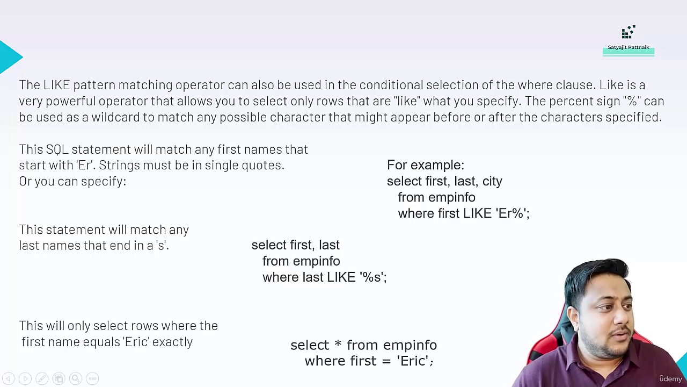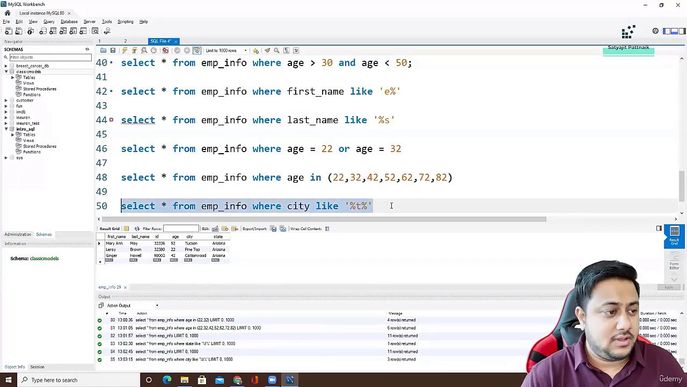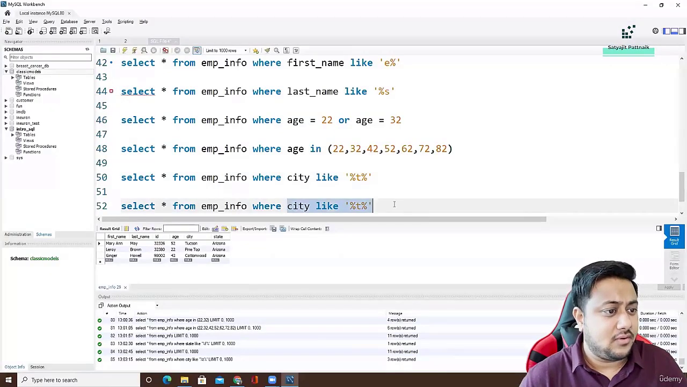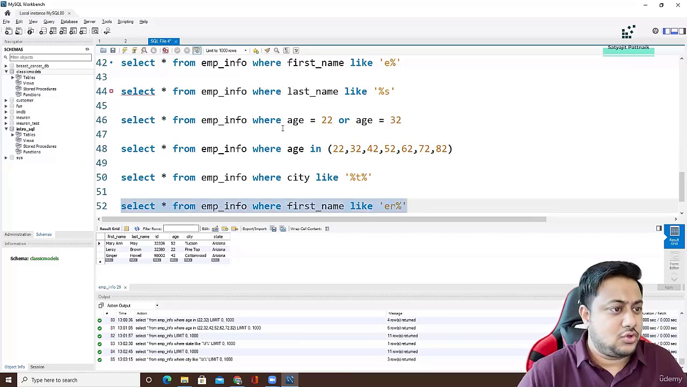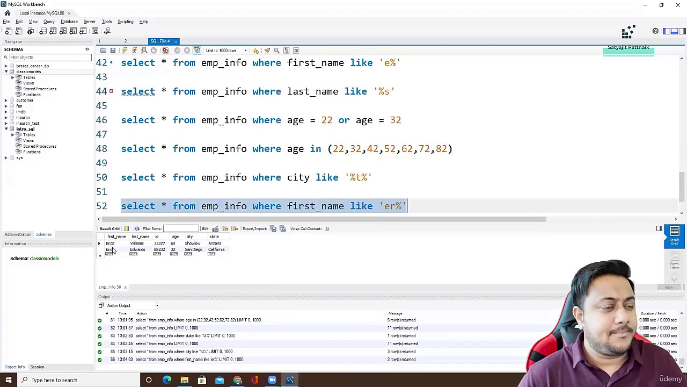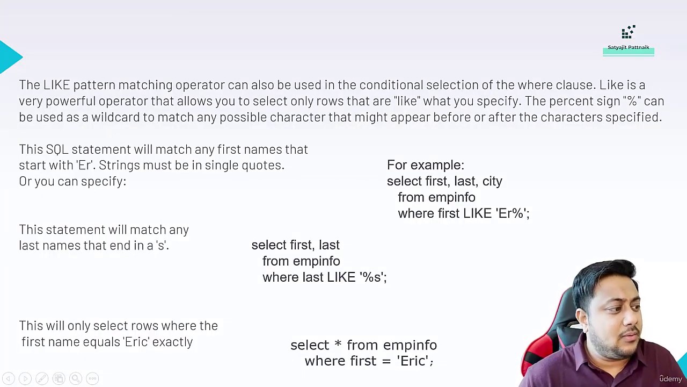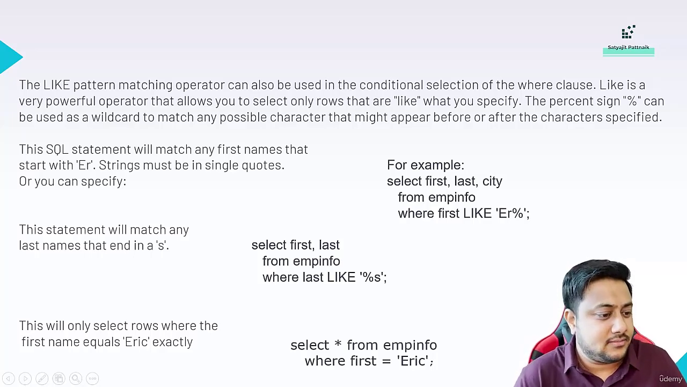This SQL statement will match any first name that starts with ER. Strings must be in single quotes, or you can specify it like this. So exactly the same piece of work: from where first name like 'ER%'. Let me run this. Erika and Eric, all these are qualified, right? This statement will match any last name that ends in S. We have already done that.